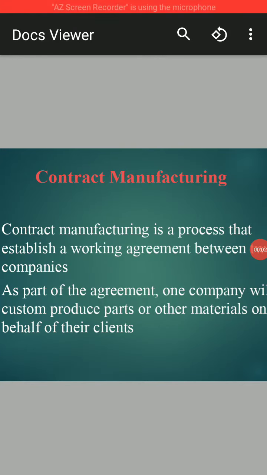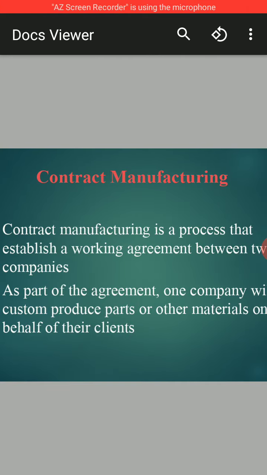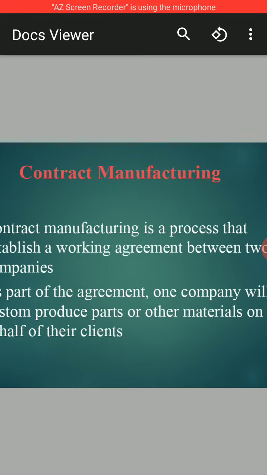Okay, this is the last part for chapter 5, host country environment and entry decision. So for contract manufacturing, the definition here is a process that establishes a working agreement between two companies.